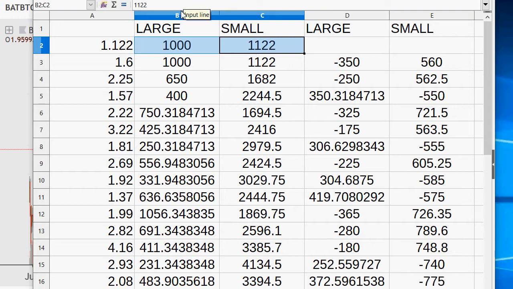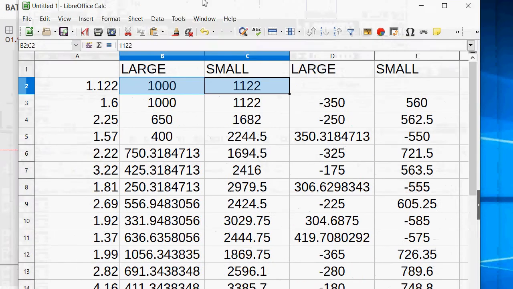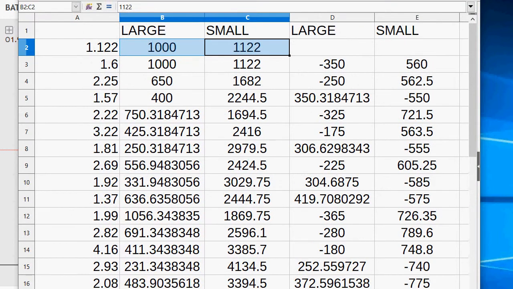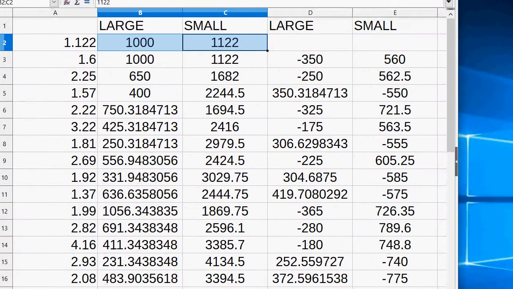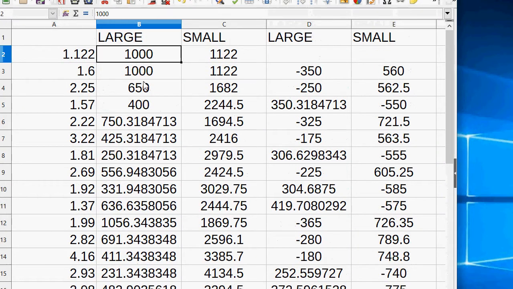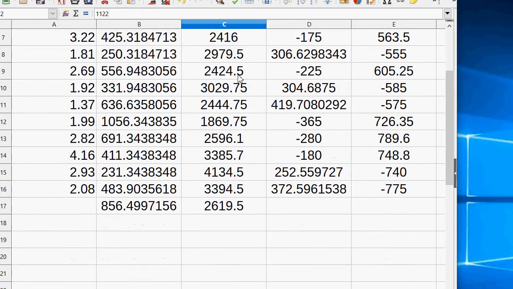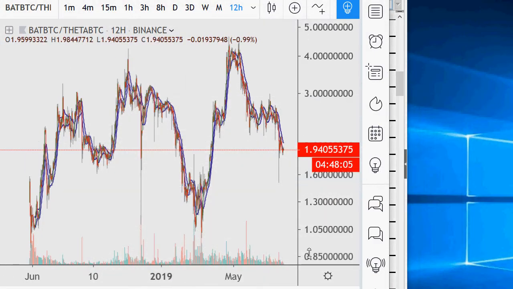As the net results for this worked out, I started with 1100 theta and 1000 of the basic attention. And it would have worked out that, well, basic attention did better. I would have had 856 BAT, losing just about 14%. But the 1122 would have moved to 2619, which is better than double. The time frame for this was about a year.